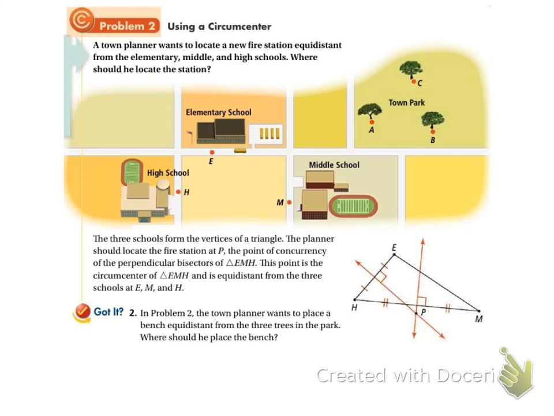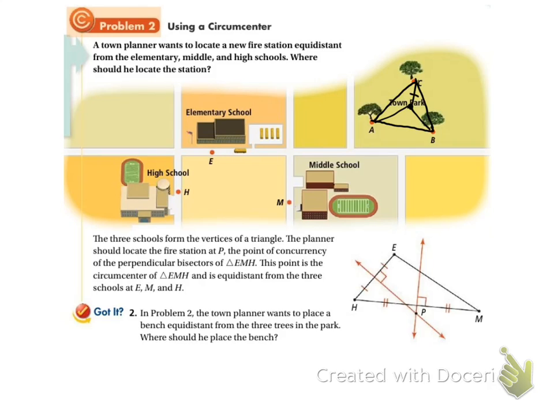Okay, so the town planner wants to place a bench equidistant from the 3 trees in the park. Where should he place the bench? So I'm not going to do this exactly, but I am going to sketch it in for you. So here's our triangle, right? If we want it equidistant from each of these, it's going to be something like this, right?